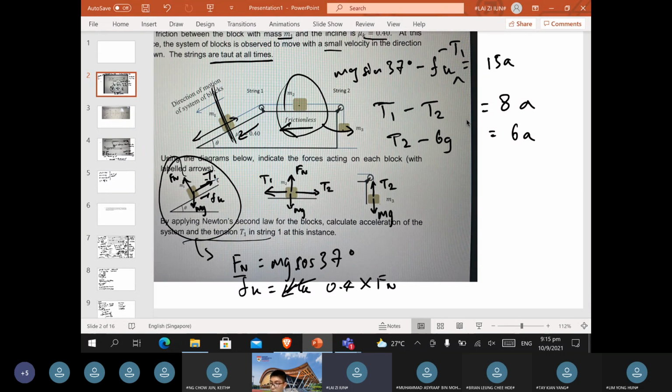At this point, we have three equations, 1, 2, 3, and three unknowns: T1, T2, and a. With three equations and three unknowns, we can solve this very easily.